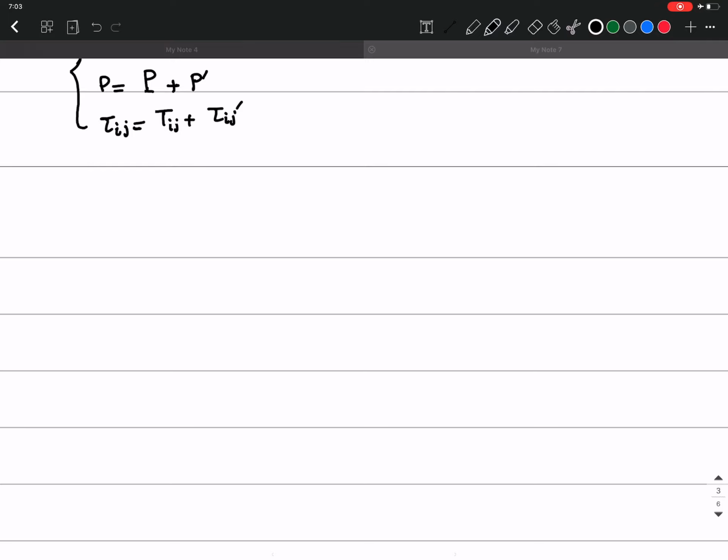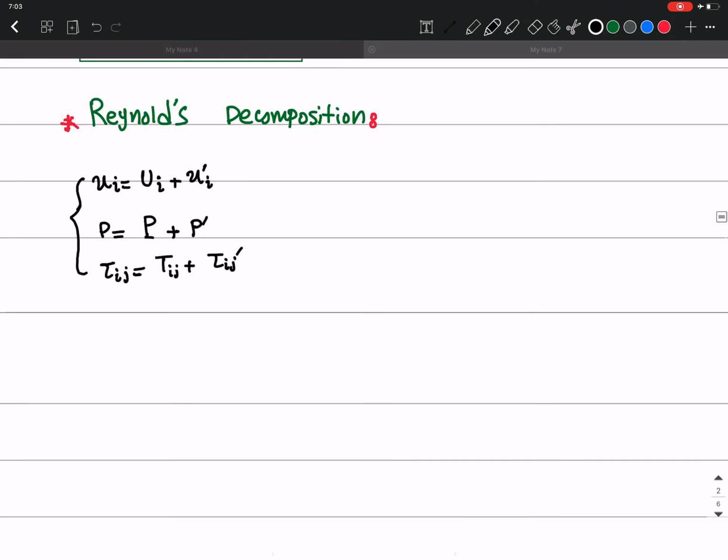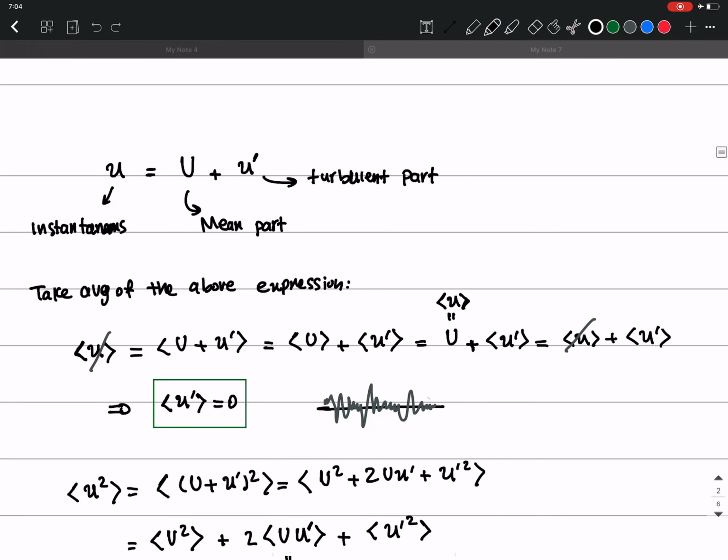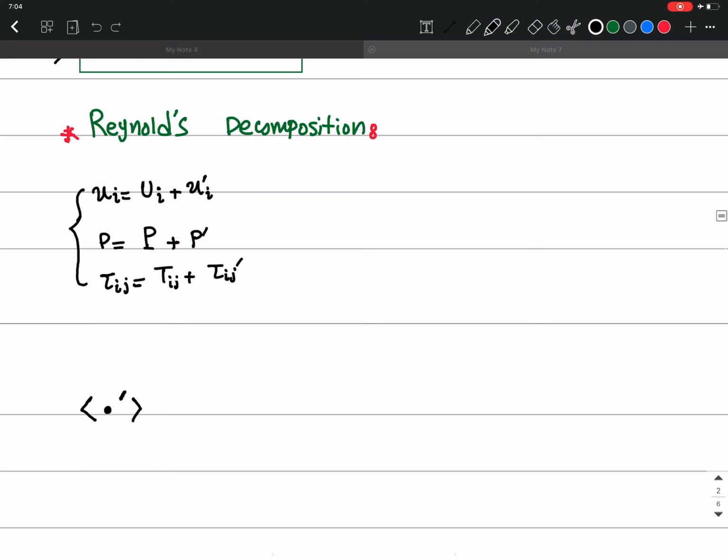Okay, so now I want to mention some rules for these averaging, because we are going to use them to find Reynolds average equations. So the first rule is that the average of any fluctuating variable, any prime, is 0. And we prove this here for u prime, right? The average of u prime is 0. And this is a general rule for any variable. The average of the fluctuating part of any variable is going to be 0.